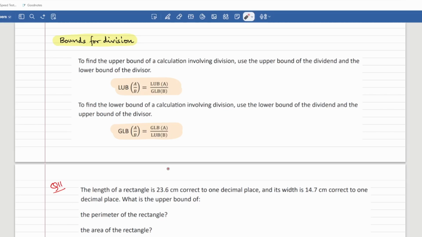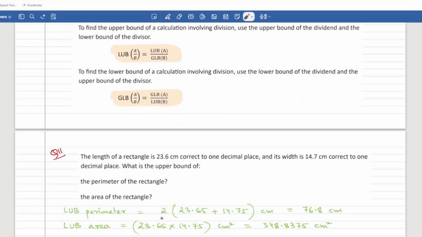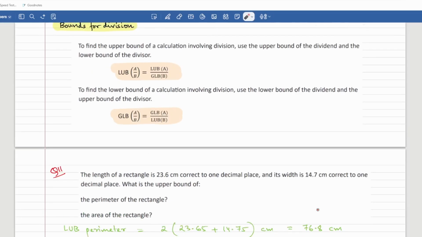I hope you are done with the calculation. The perimeter would be twice into, don't forget the 2, twice into 23.65 plus 14.75, which will give you 76.8, and the area would be 23.65 into 14.75, which is just a big multiplication, which will turn out to be 348.8375.